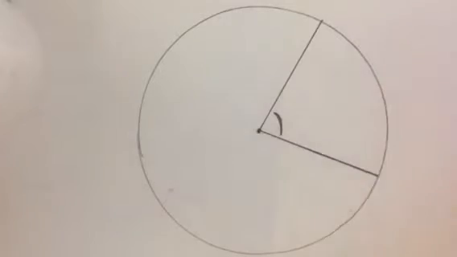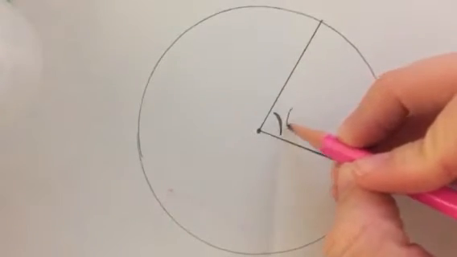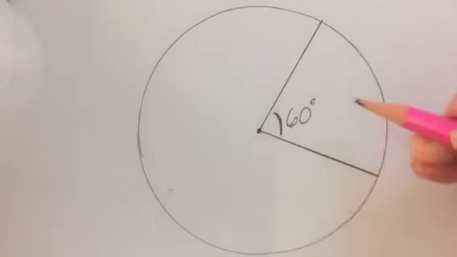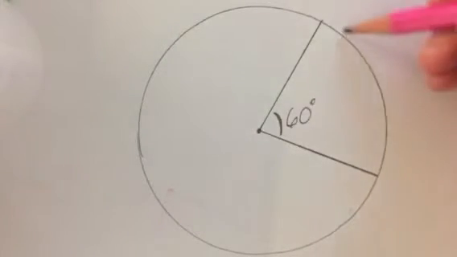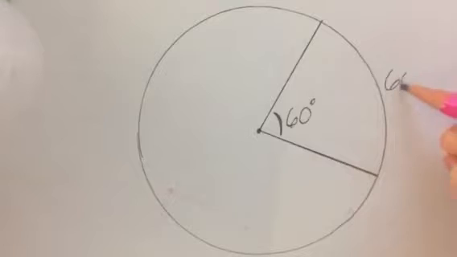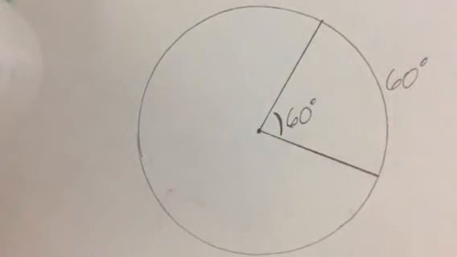And then we also learned that, let's say this is 60 degrees. Then its intercepted arc, as we call it, this arc right here, is also 60 degrees. Okay, so we know central angles. Let's go ahead and look at inscribed angles now.